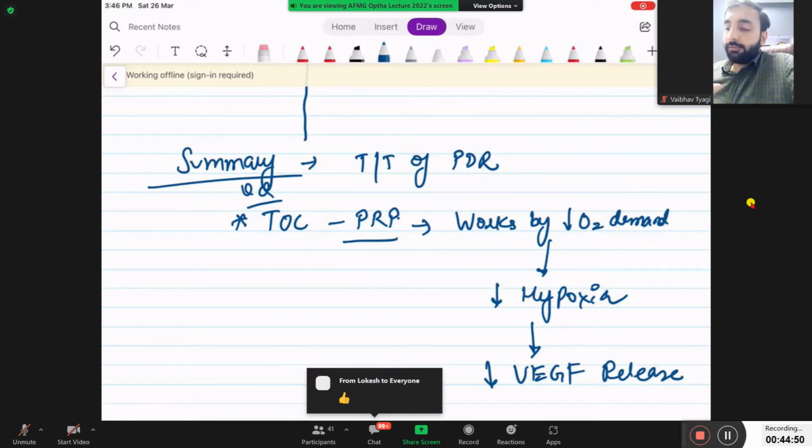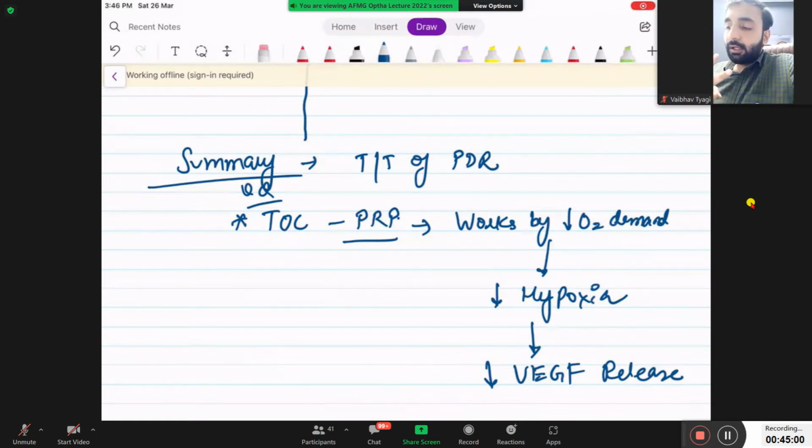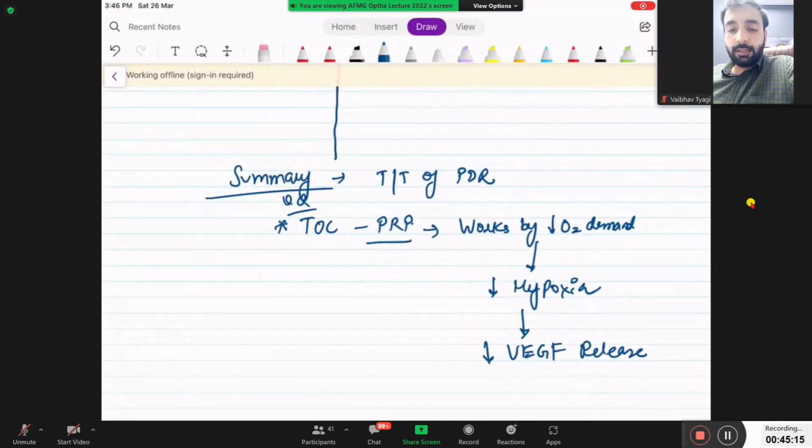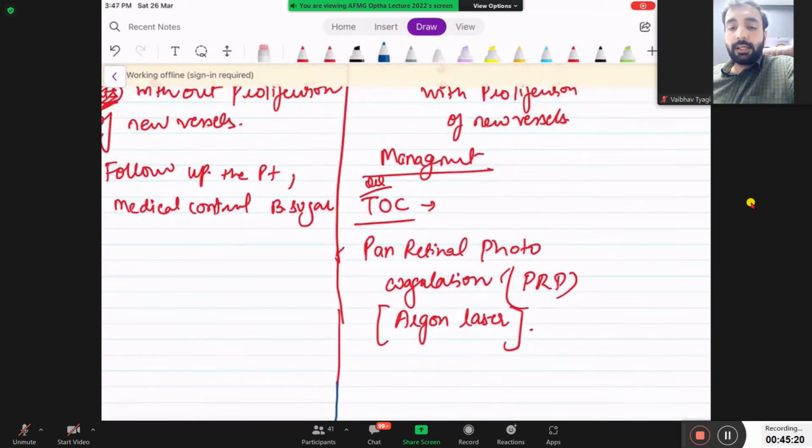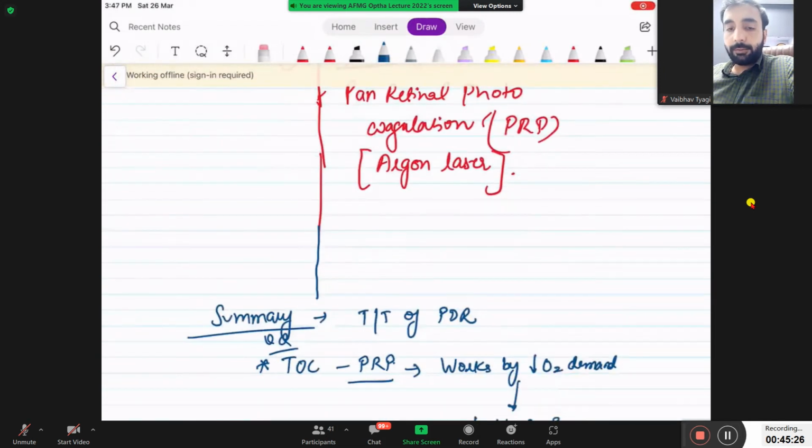Now, what is the second treatment option? What if I have to decrease VEGF release? So either I burn the tissue and make the tissue anoxic, or the second option is that I directly inject anti-VEGF injections inside the posterior segment of the eyeball, in the vitreous cavity. What will happen? Obviously, then also VEGF release will decrease. I'll send you the PDF, don't worry. After the end of the class, yesterday's PDF and today's PDF will also be forwarded to you.